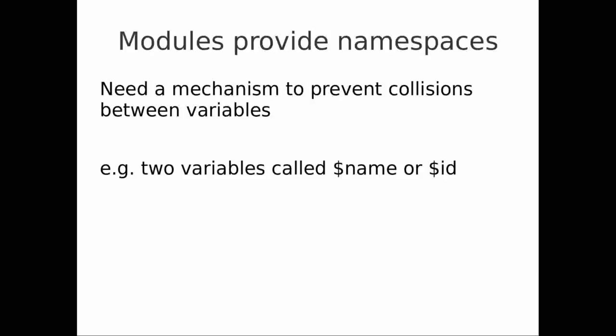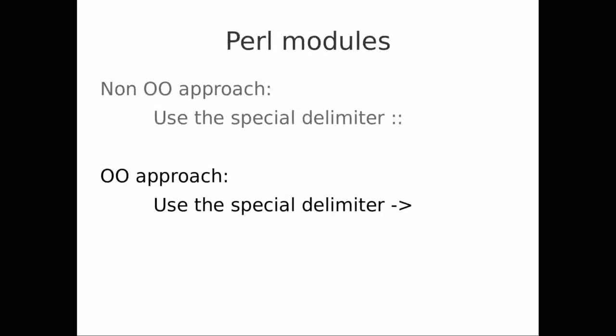There are two ways that we can call modules. There's the traditional, the original, the first way, which is to use the special delimiter, which is two colons. And then there's the more object-oriented approach, which evolved a little bit later and really has become the dominant way of using modules, which is to use the specific delimiter, hyphen and a greater than sign. This is supposed to remind you of an arrow. The variable is going to point towards the module.